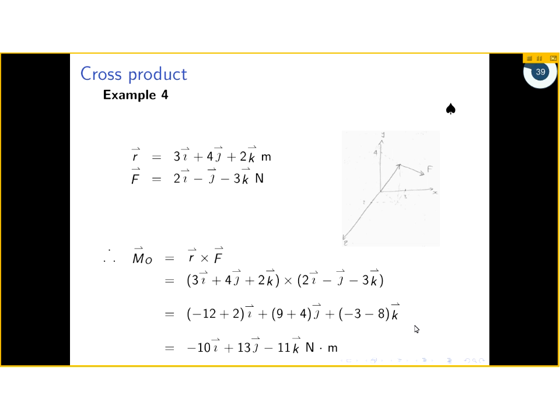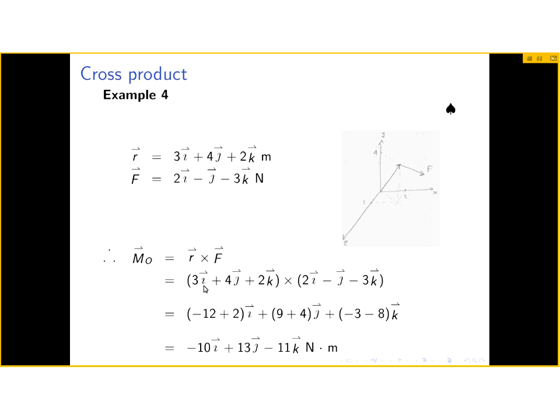So the cross product can then be calculated as before. We can now apply the distributive law 3 times. Now, in doing this, every time I have a component in the i direction in the vector R crossing with a component in the i direction in vector F, I can just ignore it, because that will be a 0 vector.